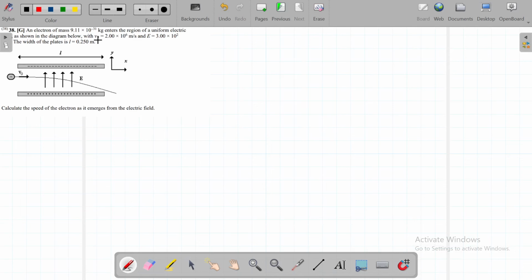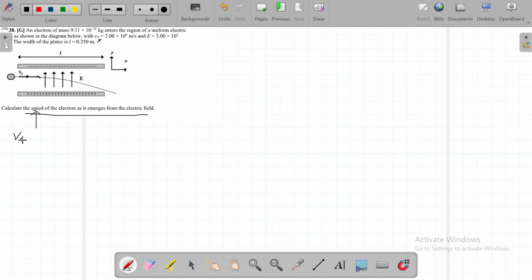So they give you the mass, they give you the V naught, which is the same thing as the V naught x, because as you can see it's horizontal, and the E and the width. Right. So calculate the speed. When they tell you the speed, that means it's the magnitude of the velocity. So you need to find Vy and Vx after it travels, all the time.